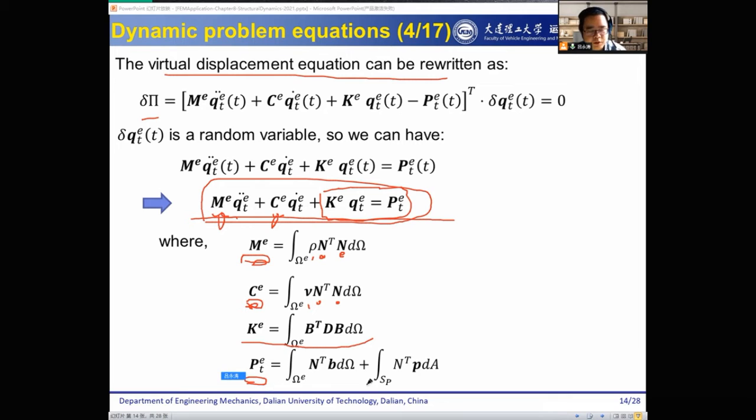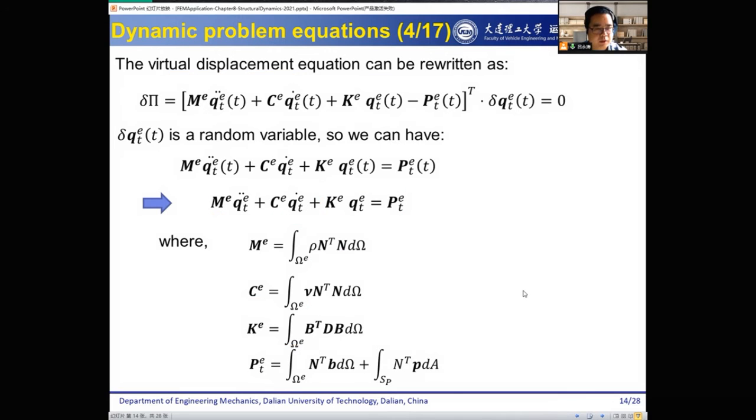Once you know all those equations, why do we introduce them? These are not for commercial software use. These are for you if you are writing your own program. Then you need to know all those formulations and equations to do your own coding, to do your own FE program.